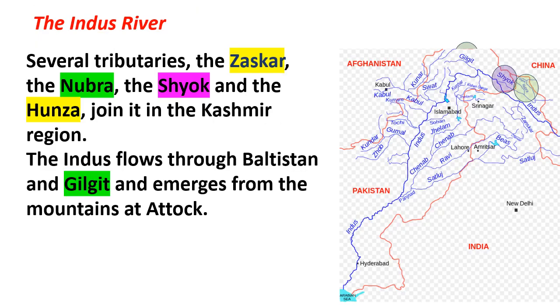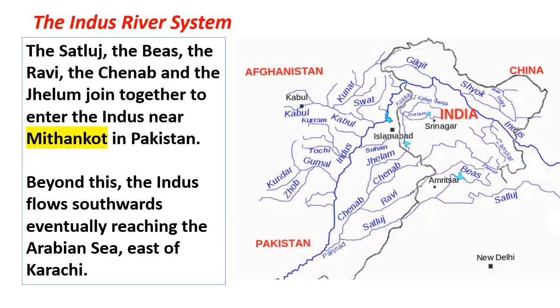The Indus River has several tributaries: the Zaskar, the Nubra, the Shyok, and the Hunza join it in the Kashmir region. The Indus flows through Baltistan and Gilgit and emerges from the mountains at Attock. The Satluj, the Beas, the Ravi, the Chenab, and the Jhelum join together to enter the Indus near Mithankot in Pakistan. Beyond this, the Indus flows southwards, eventually reaching the Arabian Sea east of Karachi.